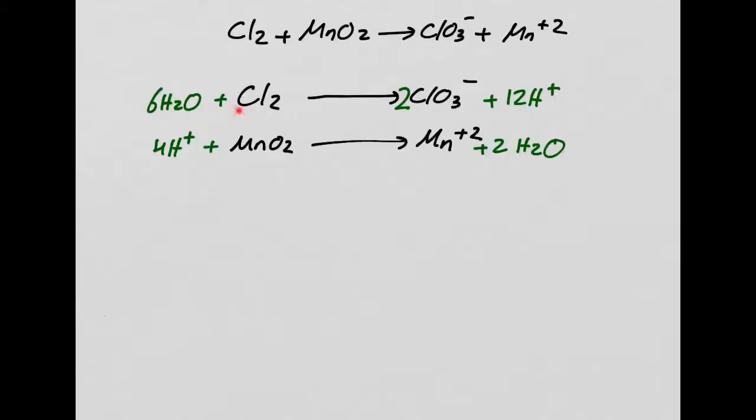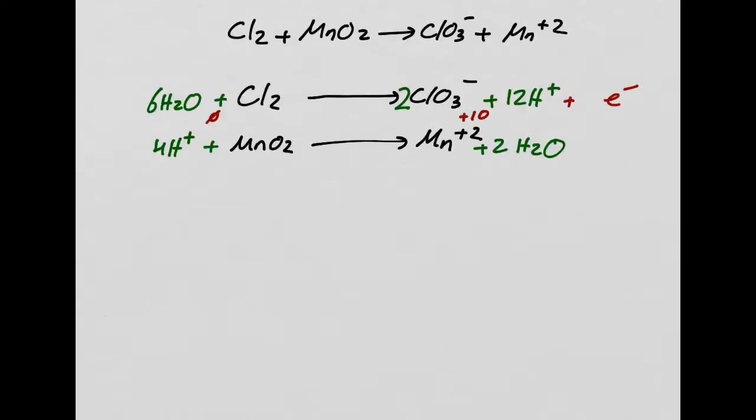What's the charge on this side? Neutral compound, so this side has no charge. What's the charge on this other side? Pay attention to this. I have 2 ClO3 minus and 12 H+, so I have 2 minus and 12 pluses. Together, how many is that? That would be plus 10. So this side is my more positive side.